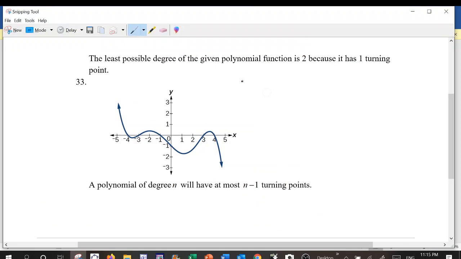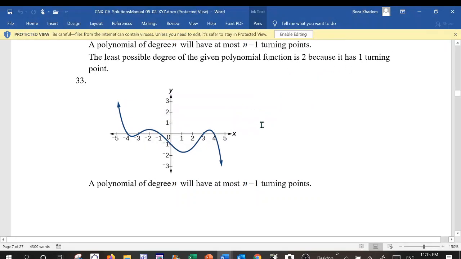So if I write, well, how many was it? 1, 2, 3, 4 turning points, 4 less than or equal to n minus 1. Well, n has to be what? If you solve this inequality, add 1 to both sides, n has to be greater than or equal to 5, right? So this has to be at least fifth degree, right? And it has 5 real roots. Okay, so that's number 33.